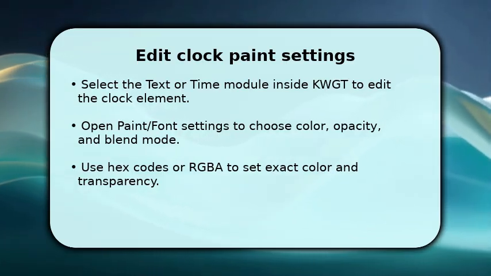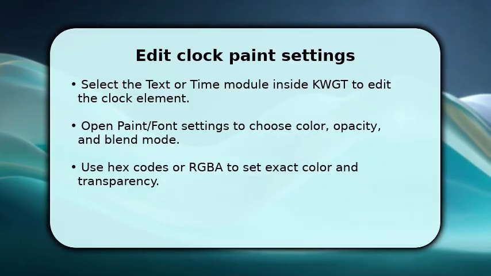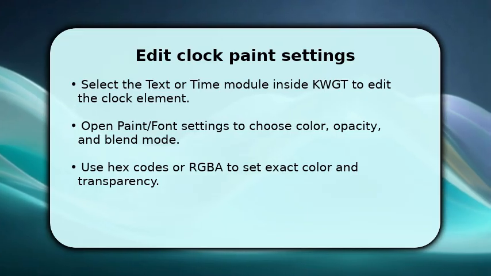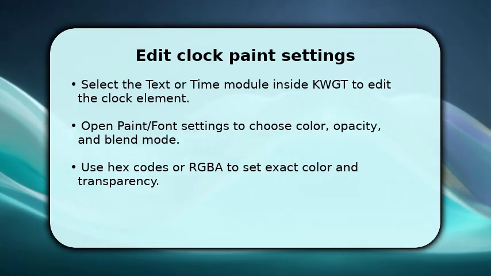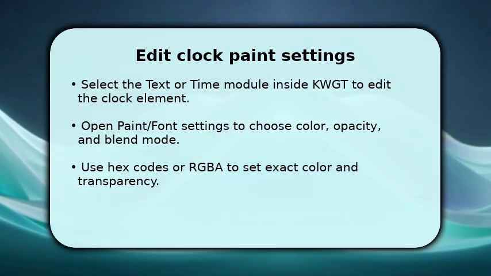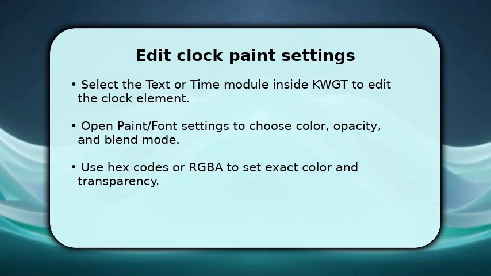Use a hex code like #FF5500 for precise color or RGBA to add transparency. Adjust blend mode if the clock sits over a wallpaper or background layer so the color reads well. Preview at different sizes to confirm legibility before applying.